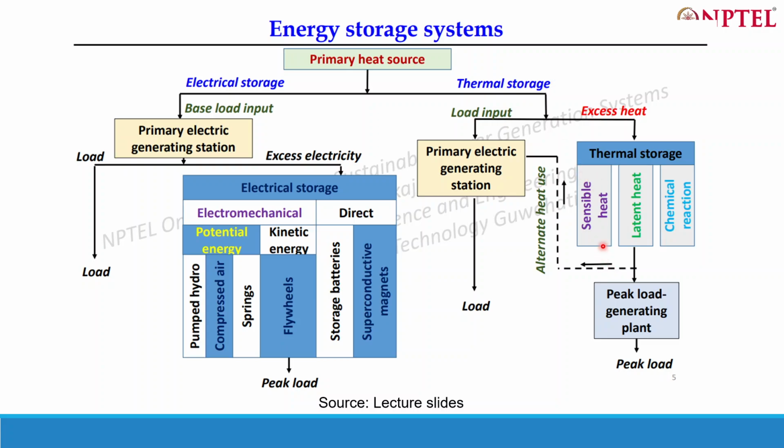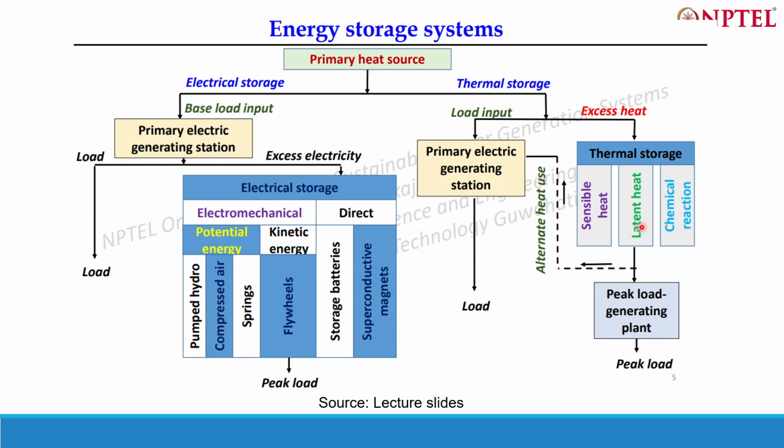One is sensible heat type, where we increase the temperature of something, like rock pebbles. If there is heat, the temperature of the rock pebbles will increase. Then you can use the rock pebbles to get the heat back. Rock pebbles are just an example, there are different materials also. Latent heat is another form. To store sensible heat, you need a large volume of material, but latent heat can be stored just by phase change. The heat of phase change is quite high.